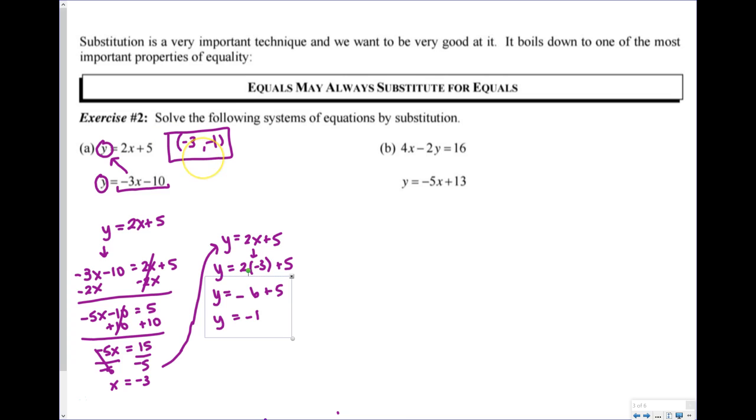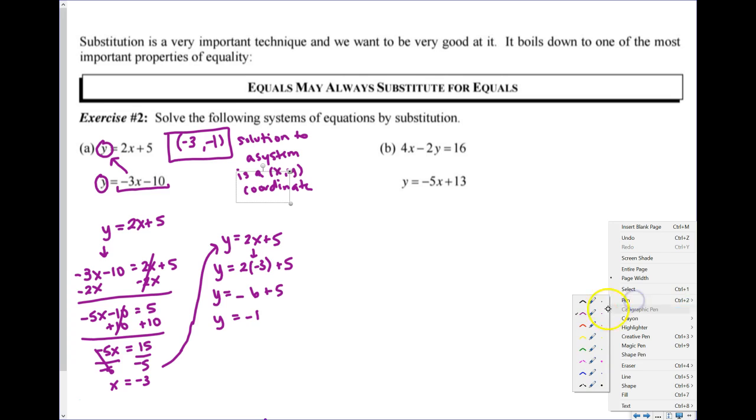This is how you write your solution as a coordinate. And I put a box around it. Don't just leave it as x equals negative 3 and y equals negative 1. Make sure you write a solution as a coordinate. Right? A solution to a system is an x comma y coordinate. Okay?